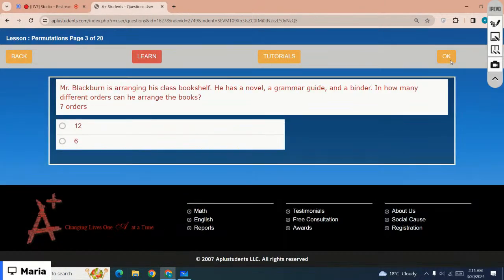Okay, the next one is Mr. Blackburn is arranging his class bookshelf. He has a novel, a grammar guide, and a binder. In how many different orders can he arrange the books? So, which is the correct option? Yes, you have 3 different books, so you can do it in 3 factorial different orders, right? And 3 factorial equals 6. So the correct option is 3 times 2 is 6. The correct option is 6.